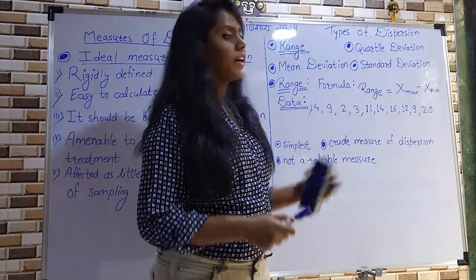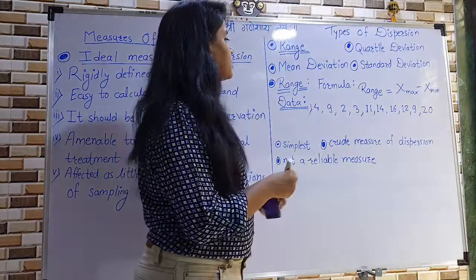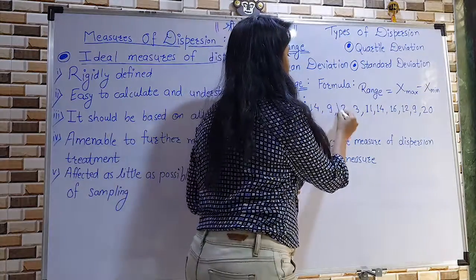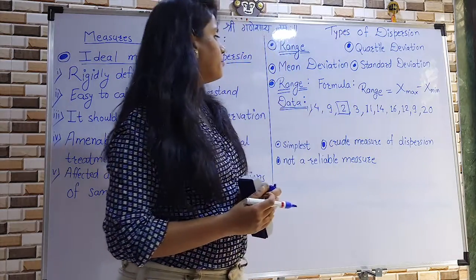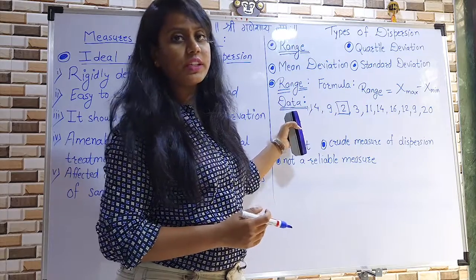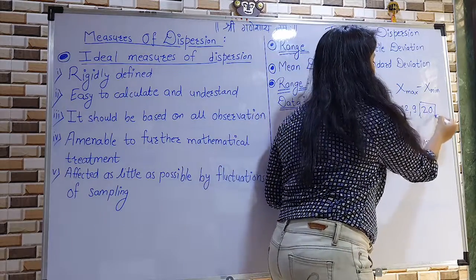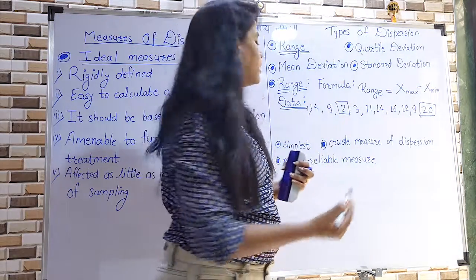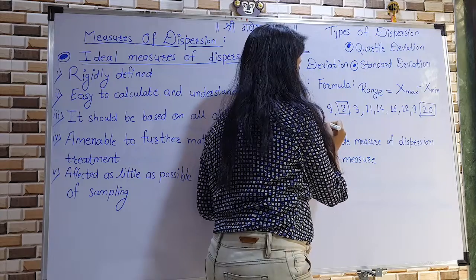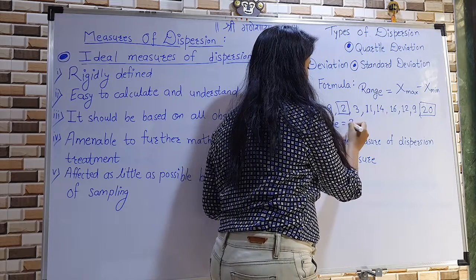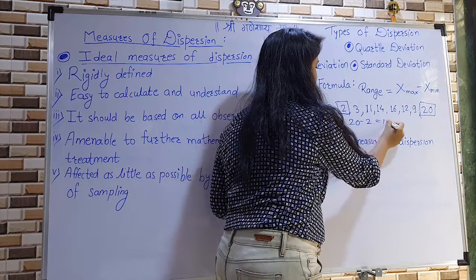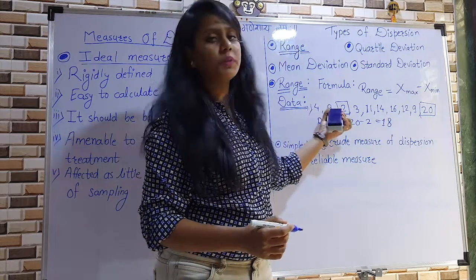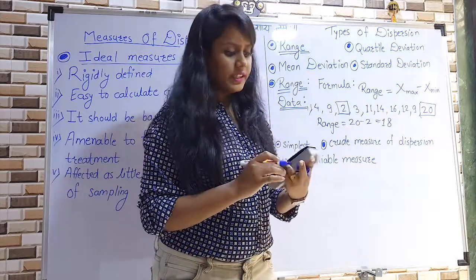So here one data is given to us, right? Now in this particular data, what is our smallest value? The smallest value is 2, and which is the maximum value in this particular data? It is nothing but 20, right? So what will be the range for this particular data? Here range equals 20 minus 2, and it is nothing but 18. So this is the range for this particular series, particular data, okay.